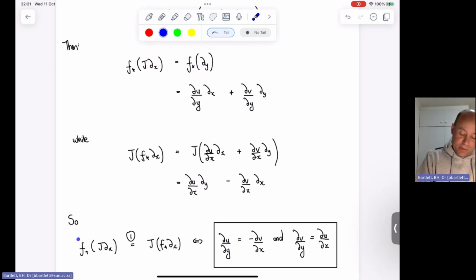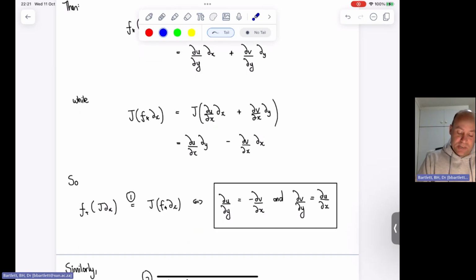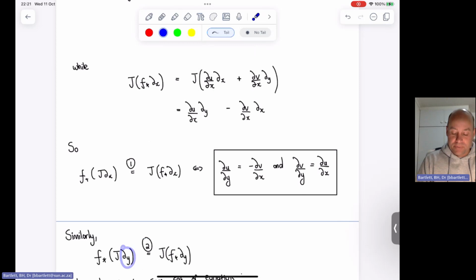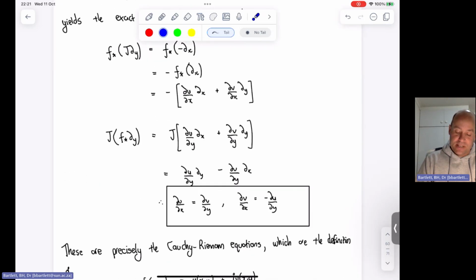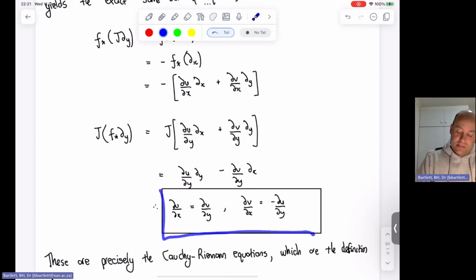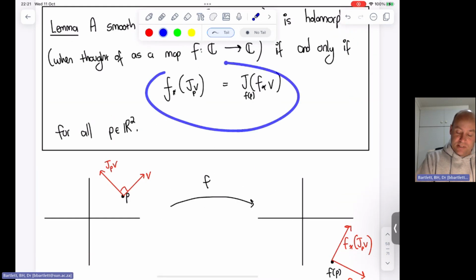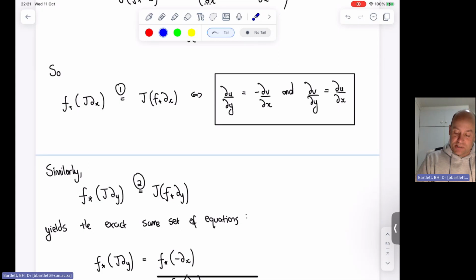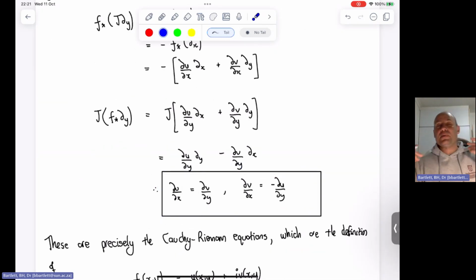I just computed this equation on a single basis vector, the del x basis vector. I should also check what happens when I compute it on del y. If I do that, you'll get out the same set of equations. Okay, so we've just found that this condition here in the theorem is equivalent to these partial differential equations for the components of f. And those partial differential equations, those are the Cauchy-Riemann equations.